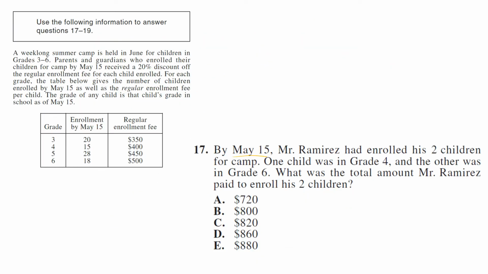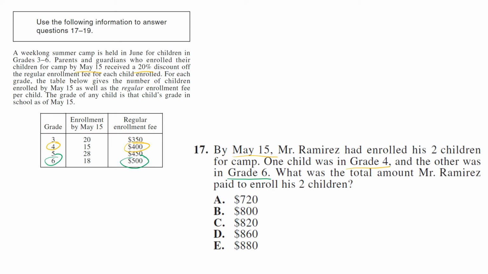By May 15th, Mr. Ramirez is going to get the discount of 20%. He enrolled his 2 children. One was in grade 4, so grade 4 is $400, the regular fee. And the other was in grade 6, so grade 6, the regular fee is $500. What was the total amount?